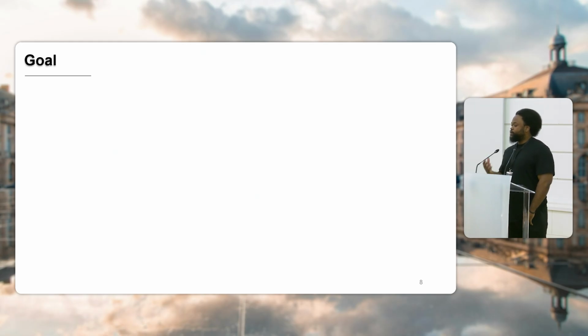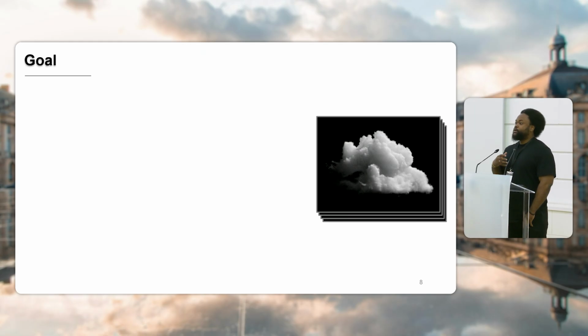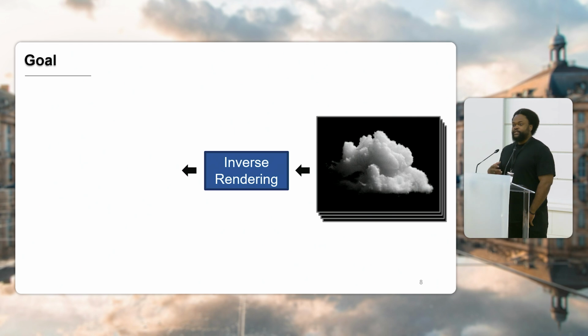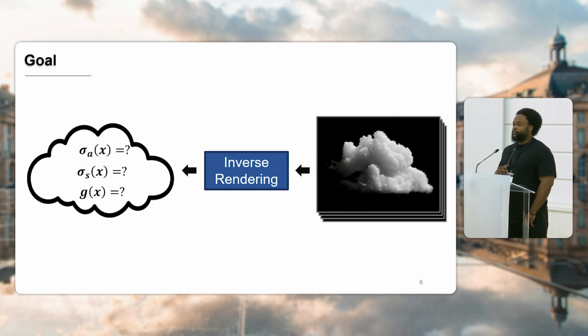And so our goal in this work is to solve the inverse problem where we are given a set of observations depicting a participating medium, and we would like to invert this rendering process so as to obtain the optical properties that explain our observations.